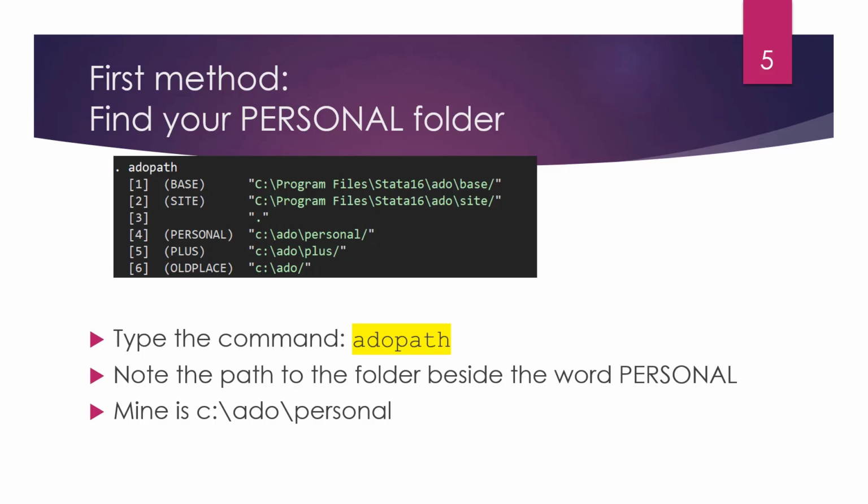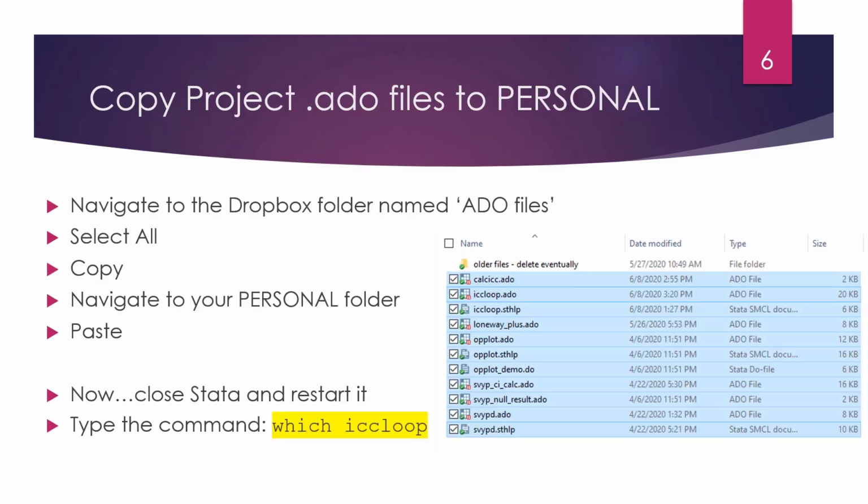If you type the command ADO path, then you'll see some output like that on the screen here. And you can see that on my computer, the so-called personal folder is at this path, C:\ADO\personal. So I know that if I copy Stata programs into that folder, then my Stata will be able to find them. So that's the first approach we're suggesting here.